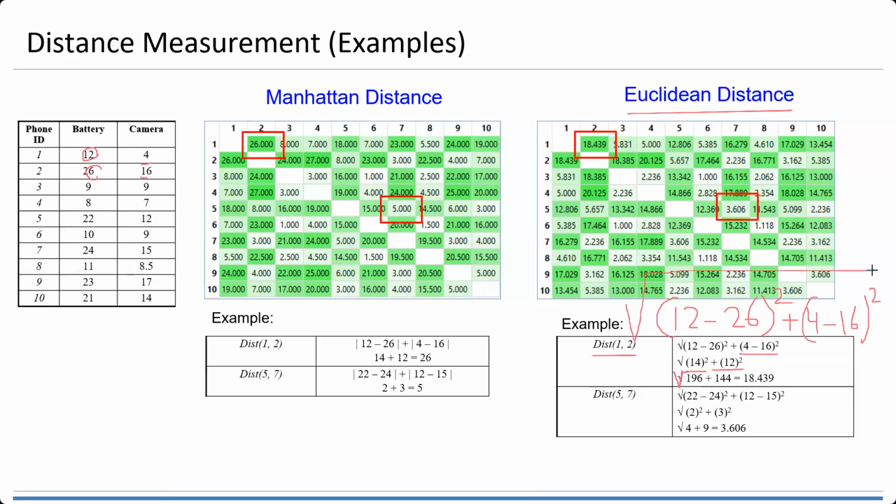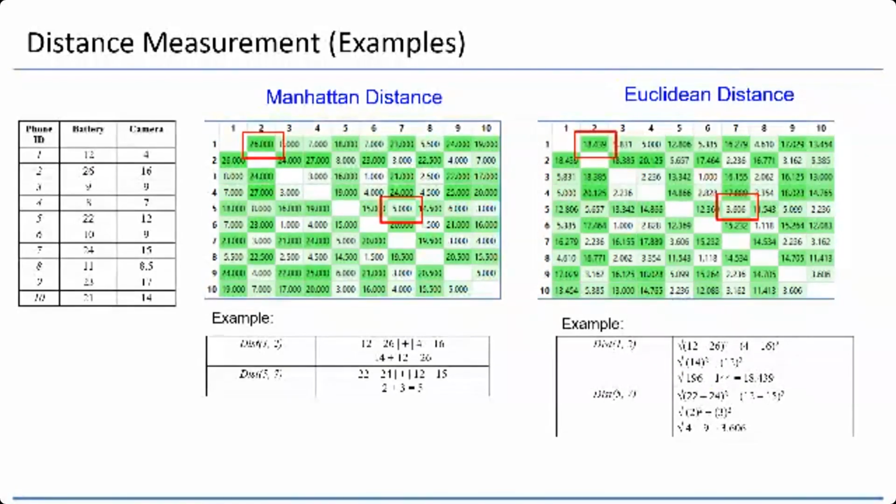After we got the result, 196 plus 144, we will root it. After we do the root, then we will get the value like 18.439. So this is the distance between data number 1 and number 2. So you can also measure the data number 1 and number 3, data number 1 and 4, data number 1 and 5, data number 1, 3, 6, and 7.